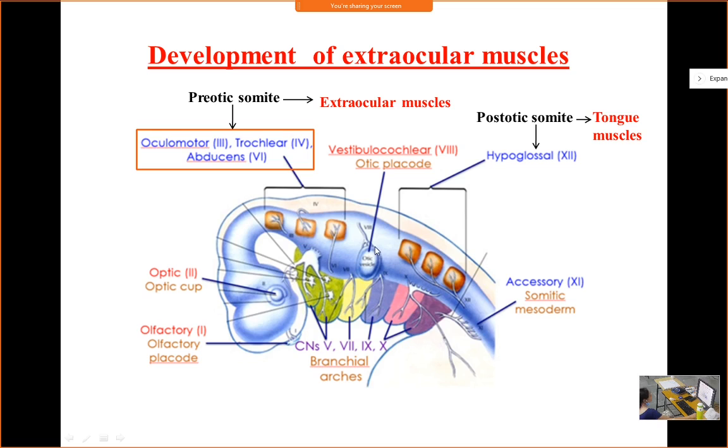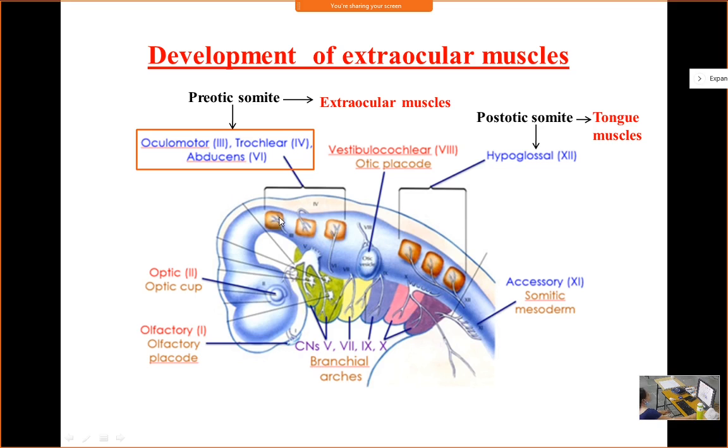Okay. So before that there are the somites. Somites are part of the paraxial mesoderm. So these are known as the pre-otic somites. Behind the pre-otic somite there is the post-otic somite. Pre-otic somites give rise to the extraocular muscles. There are 6 extraocular muscles and there are 3 pre-otic somites.